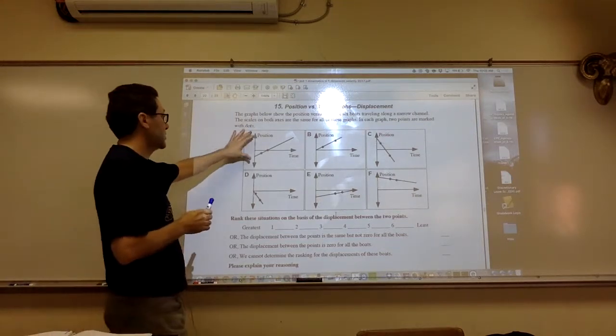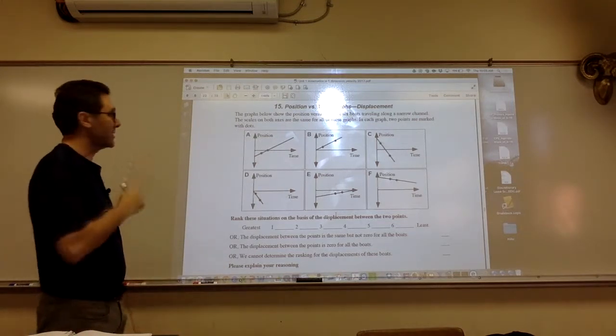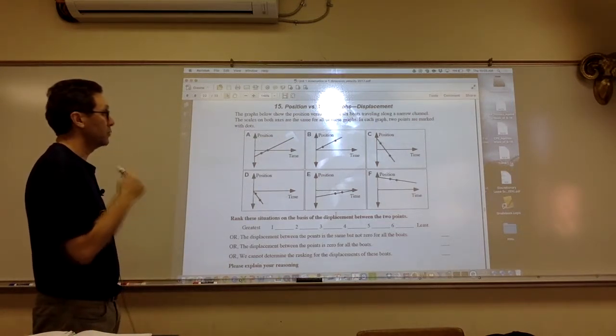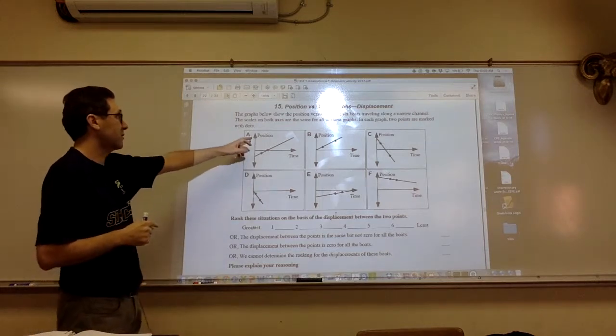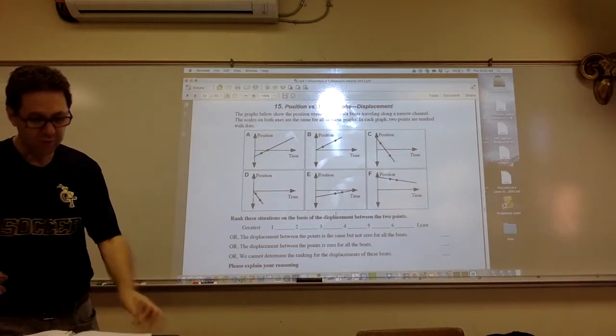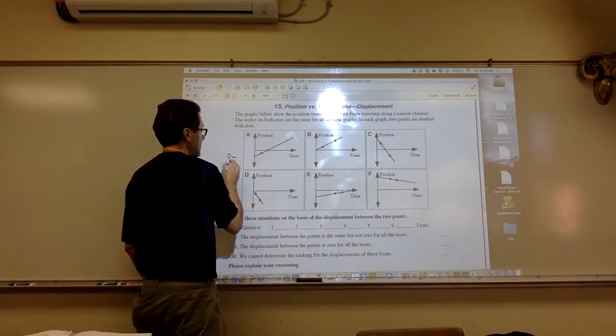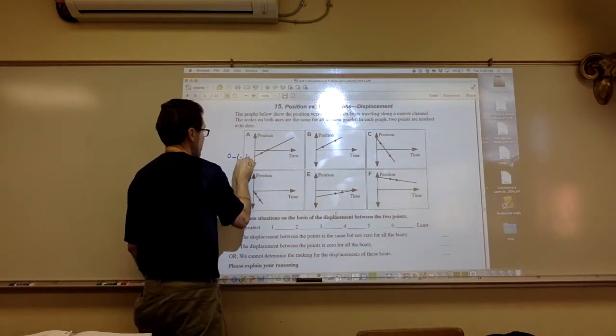Now, if this is a position time graph, to find the displacement, all you have to do is the change in position. Okay? You don't do the area. You just got to be careful here. This is not a velocity time graph. This is a position time graph. So now, if you do the change, you do the final, which is 0, minus the initial position.